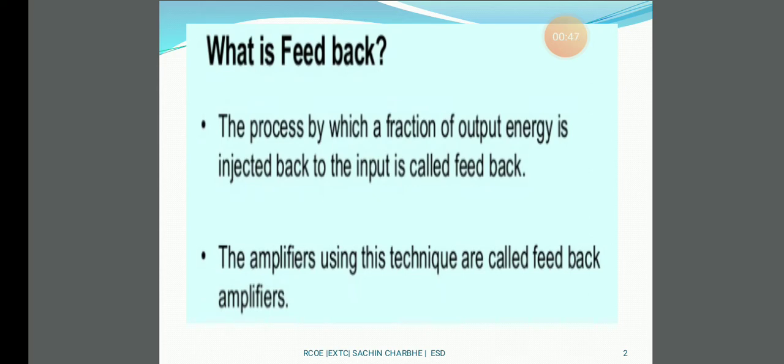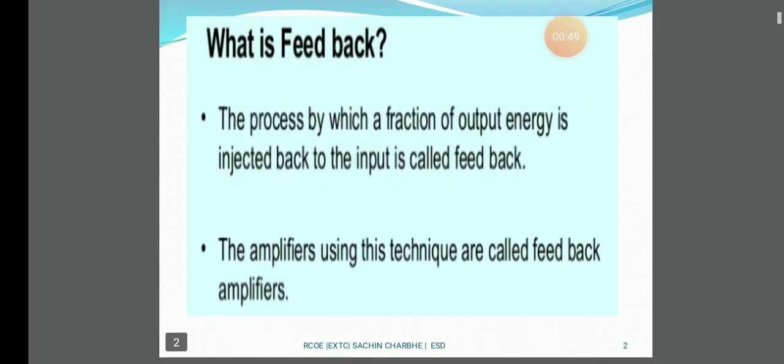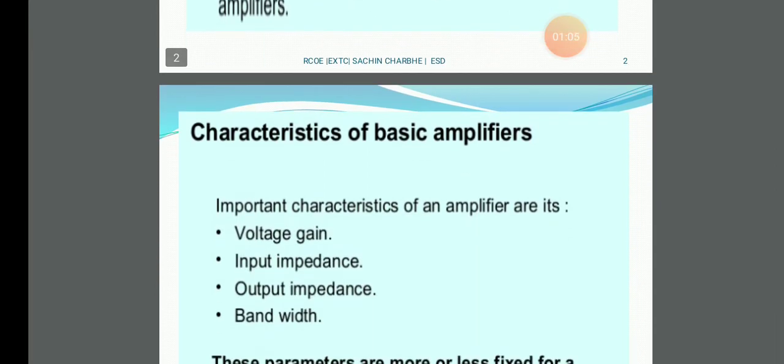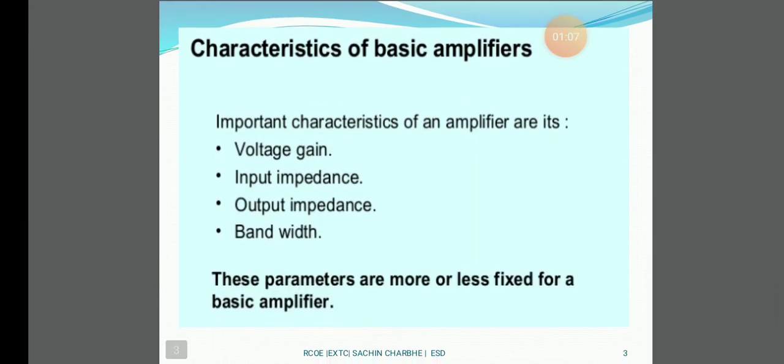There are two types of feedback, positive feedback and negative feedback. Positive feedback we use in oscillators, and negative feedback we generally use in amplifiers, which we saw in the large signal amplifier in the previous unit. Now the characteristics of basic amplifiers: there are four important characteristics. First is the voltage gain, then input impedance, output impedance and bandwidth. These we had already studied in the large signal amplifier and multi-stage amplifier.